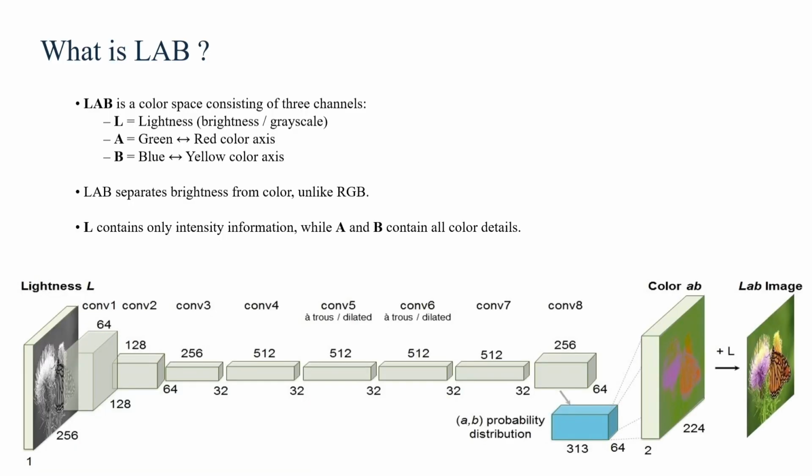Now let's see what Lab is. Lab is a color space consisting of three channels. L is for lightness, like brightness or grayscale. A is for the green to red color axis. B is for the blue to yellow color axis. Lab separates brightness from color. L contains only intensity information, while A and B contain all color details. This makes Lab ideal for image colorization tasks. The CNN takes the L channel as an input and predicts the A and B color channels.